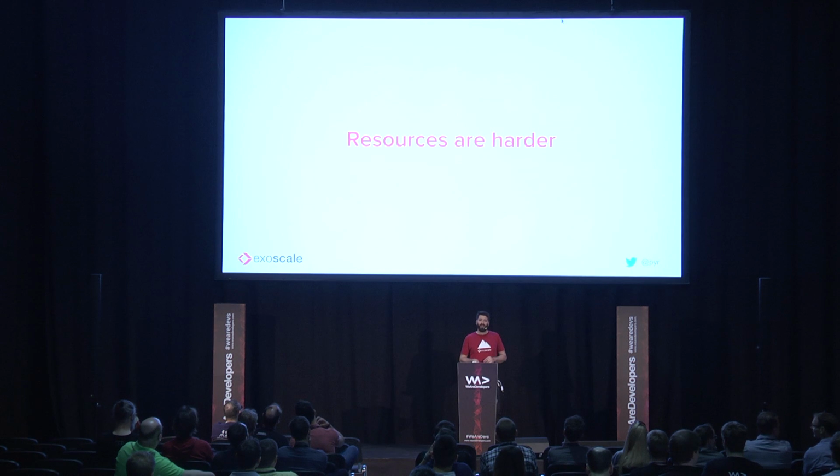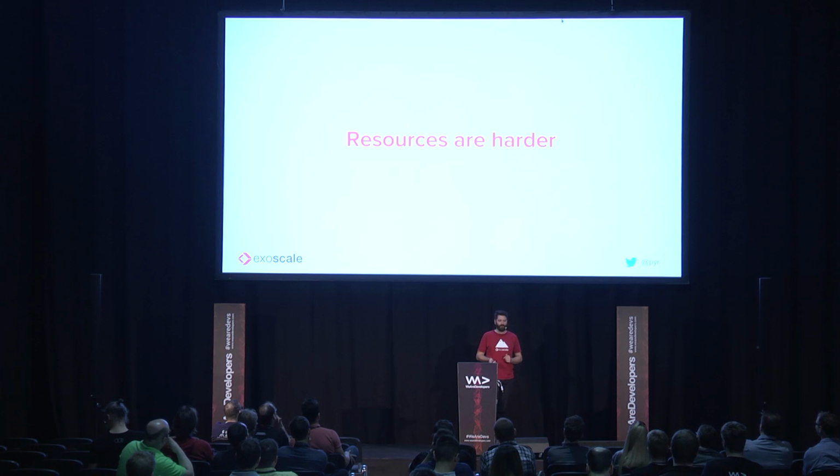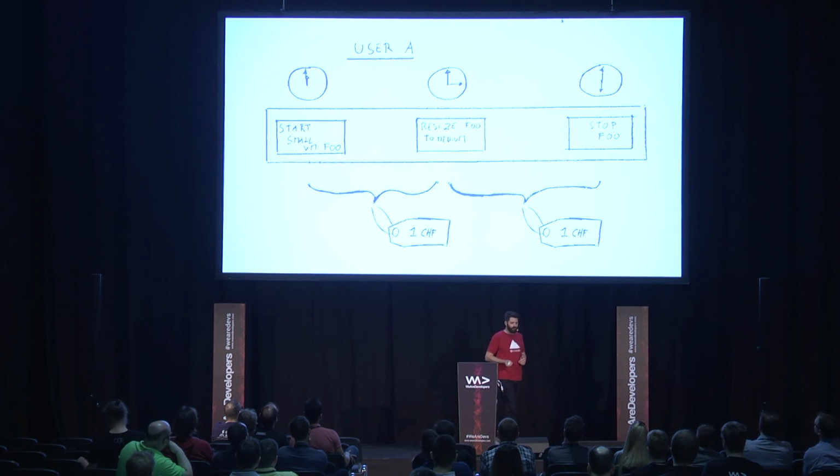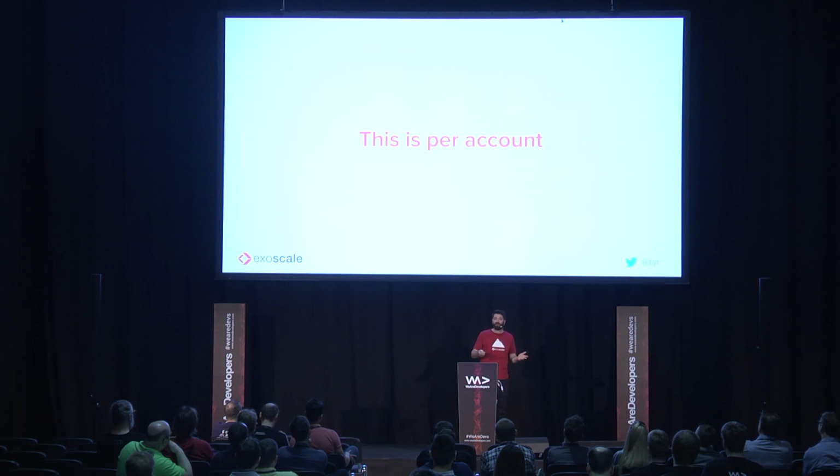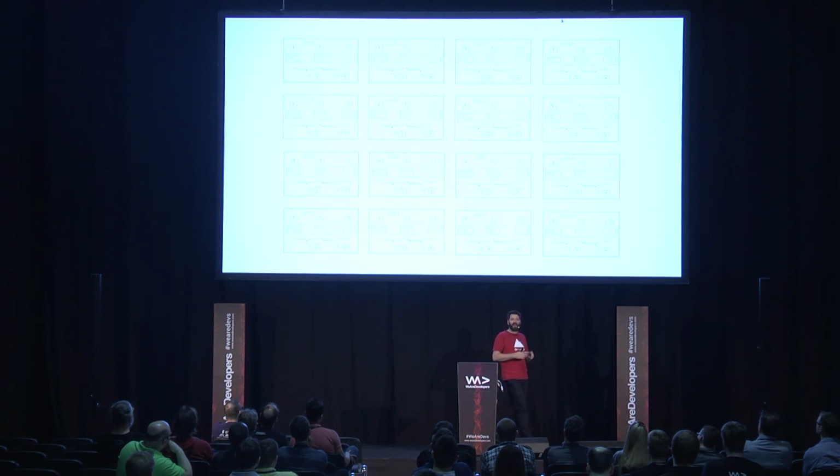For resources, it's a bit harder, because we have to keep track of events over time. This is actually how it works. We have to compute the time differences between two events, but that's per account, right? So since this is per account, we eventually end up with as many finite state machines as we have accounts on Exoscale. So we have to keep track of that per account.